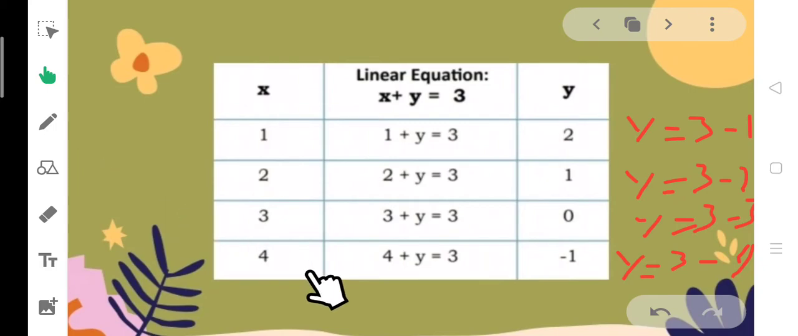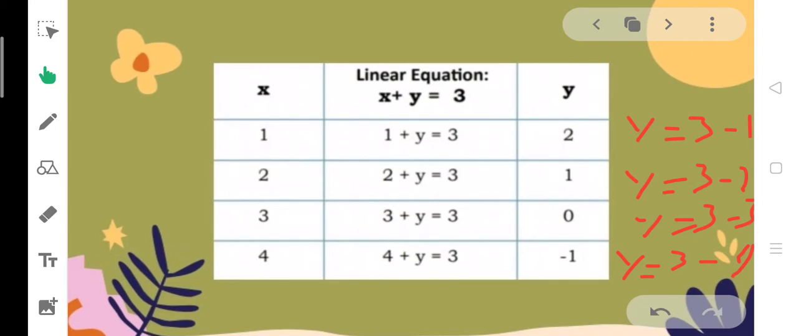And then, when x is 4, if we subtract 4 from both sides, we have 3 minus 4. Remember, in combining numbers with opposite signs, we subtract them and then copy the sign of the number with bigger absolute value. So, we have negative 1. So, we are going to plot the points. If x is 4, the y value is negative 1.